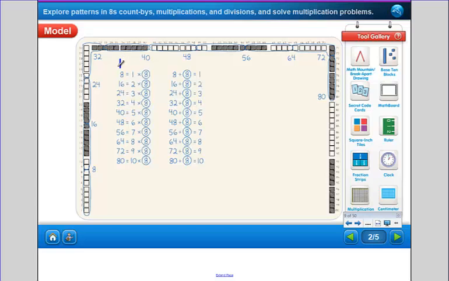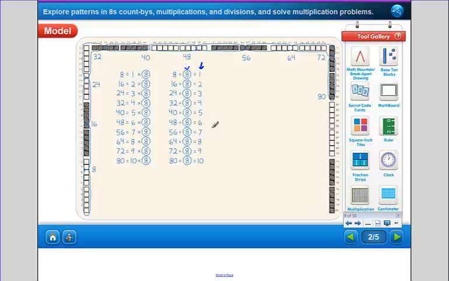In this column we have what the product is. In this column we have the factor of 8. And in this column we have the other factors. So if we take 1 times 8, we're going to get 8. 2 times 8 equals 16. 3 times 8 equals 24. Well, let's look at the other side. We take the product divided by the quotient, and we get the other quotient. So 8 divided by 8 equals 1.